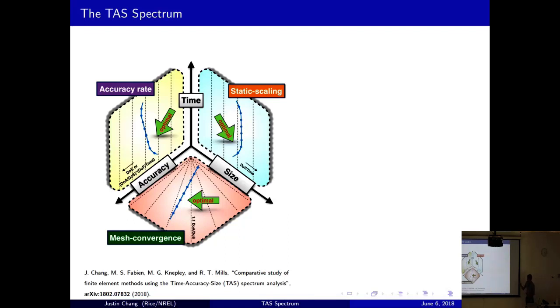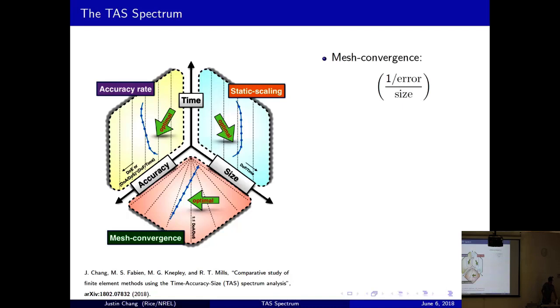So we have the mesh convergence at the bottom, which really looks at your size and your accuracy. This is just your typical L2 error norm h-convergence plots. And then if we just want to look at the time and size, we have what's called static scaling. This is actually not my idea. It's actually, I think, Jed Brown's idea, but he called it something else. But anyway, it's a really neat concept where you look at the degrees of freedom solved per time. But the last metric we need is some sort of accuracy rate, looking at how many digits of accuracy we're getting per time.